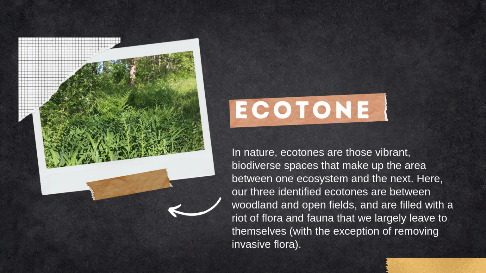Ecotone. In nature, ecotones are the vibrant, biodiverse spaces that make up the area between one ecosystem and the next. So here on our Phippsburg acre, there are 3 identified ecotones between woodland and open fields. Those are filled with a ton of flora and fauna that we mostly leave to themselves, with the exception of removing invasive flora. And those ecotones are one of the spaces where we're most likely to see animal activity as well, which I am always excited about.